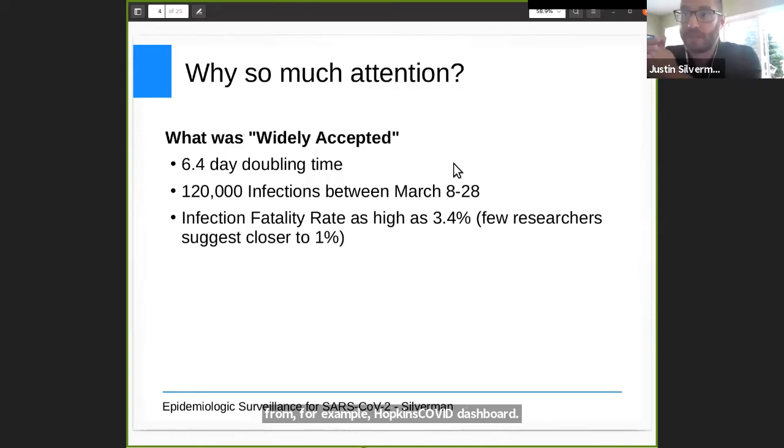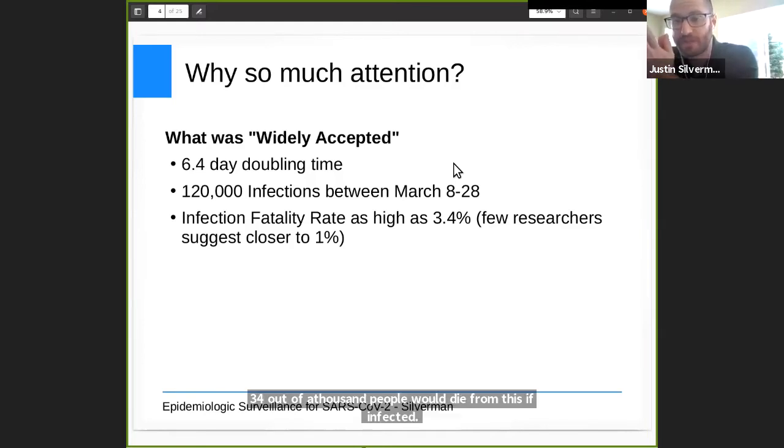We also thought that the infection fatality rate, which is a measure of the probability that someone who's infected dies of the infection, was around 3.4%. This is really what got national headlines early on, right? That the high mortality, this idea that 34 out of 1,000 people would die from this if infected. At this point, starting towards the end of March, some people had started thinking that maybe that was too high, maybe it was closer to 1%. But still, we were talking about single-digit percentages.